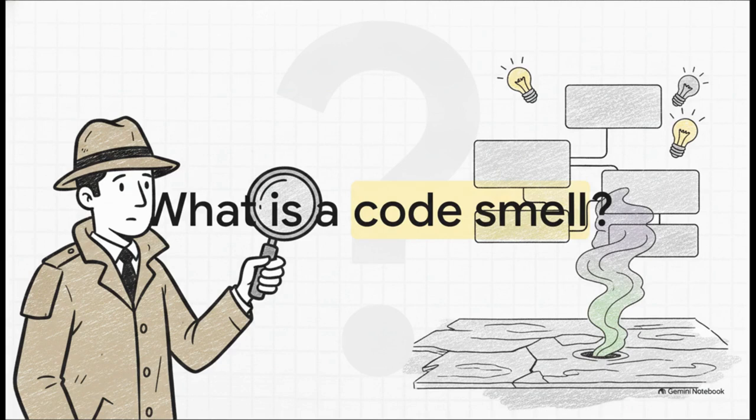It's an underlying clue. It's a symptom that something deeper might have gone horribly wrong in the design or the logic of the code. You know how a strange scent in a room tells you something isn't quite right long before you actually see the problem? Well, a code smell does the exact same thing. It hints that your code might be rotting just beneath the surface and desperately needs a closer look.